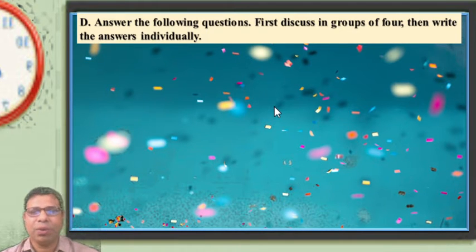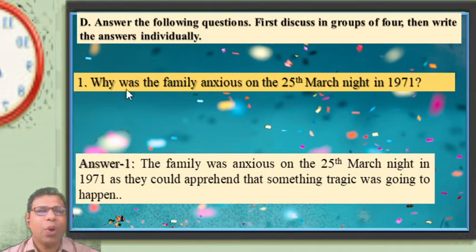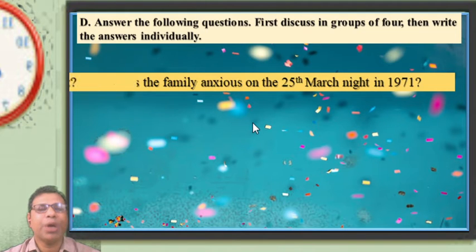Okay, dear students, now pause the video, read the text again, and after reading the text, try to make the answers for these questions. I am going to answer simultaneously, so you will get the answer. So the first one is, why was the family anxious on the 25th March 1971? The family was anxious on the 25th March 1971 as they could apprehend that something tragic was going to happen.